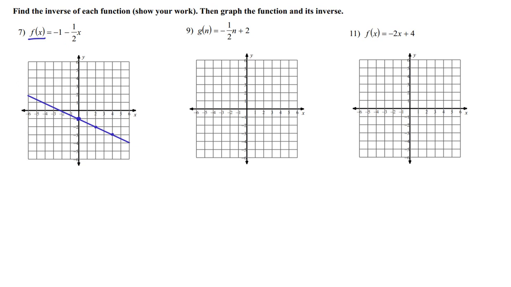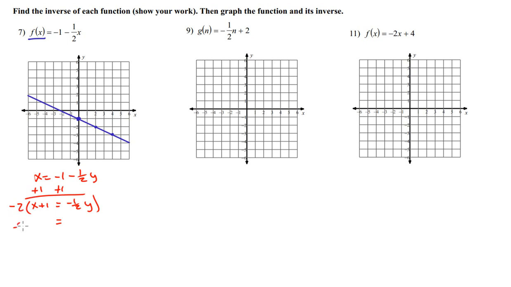Okay, and then now we need to find the inverse function, right? So that's where we switch the x's and the y's. So that's going to be x equals -1 minus 1/2 y. So solve this thing for y, add 1 to both sides. x plus 1 equals -1/2 y. To get rid of the negative, we've got to multiply by a negative, and to get rid of the 1/2, we've got to take 2 of those 1/2s to get it back to 1.